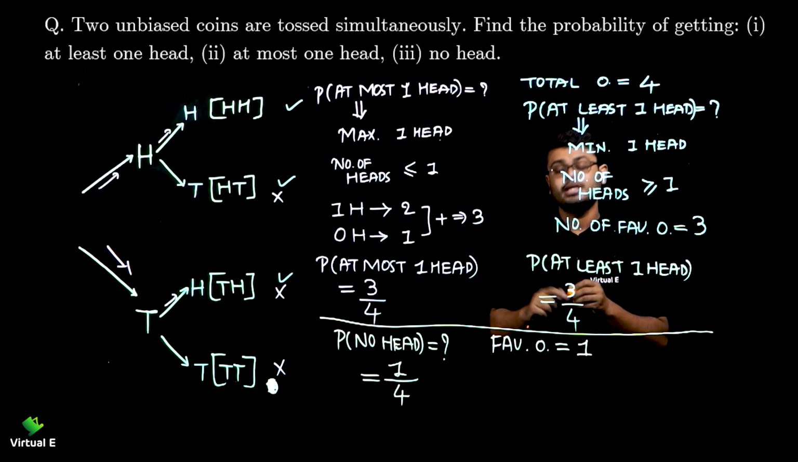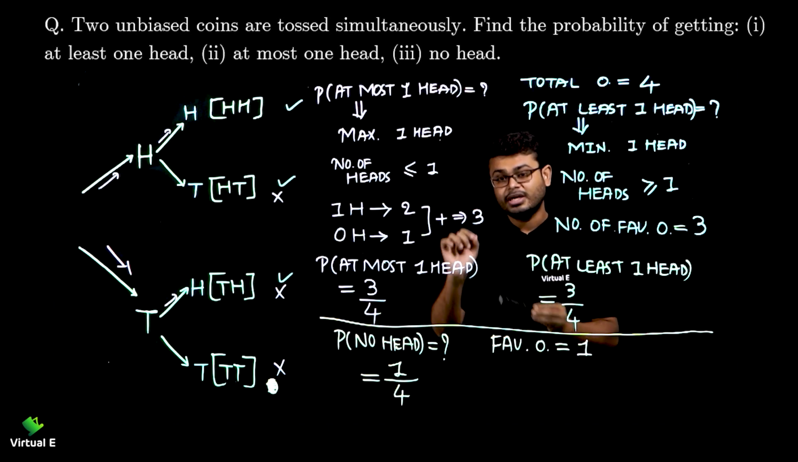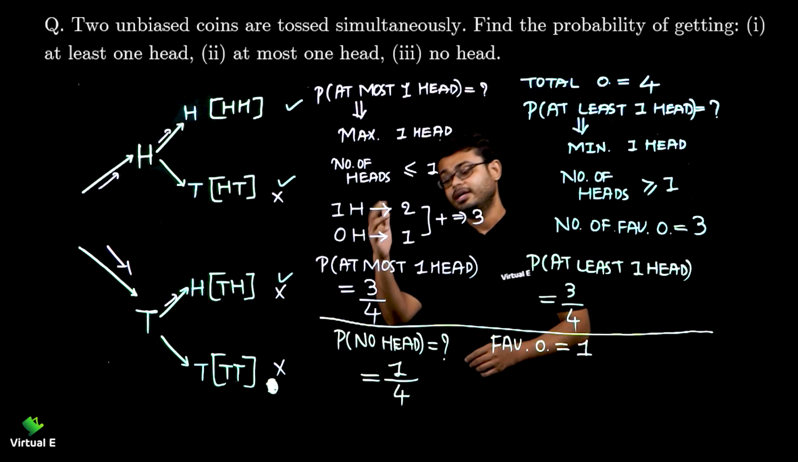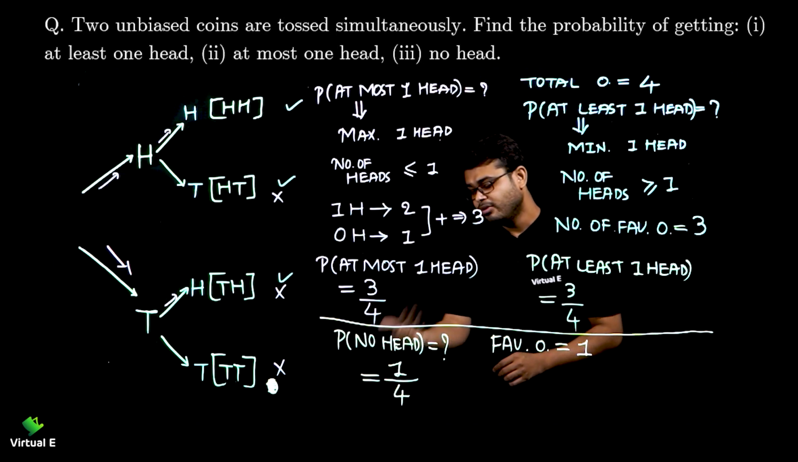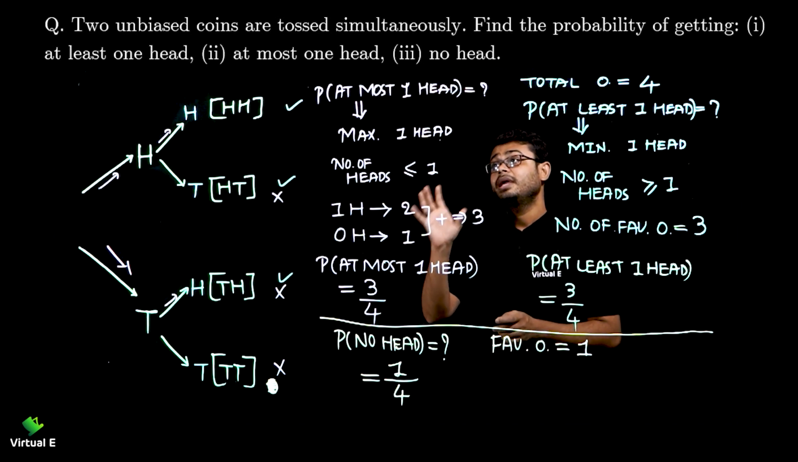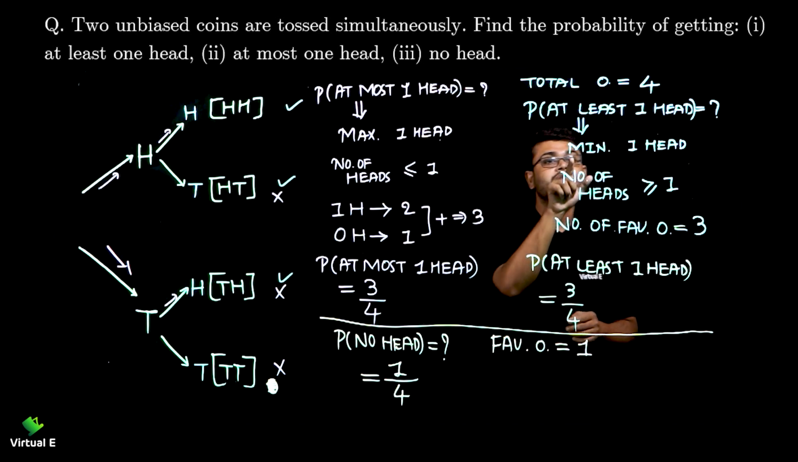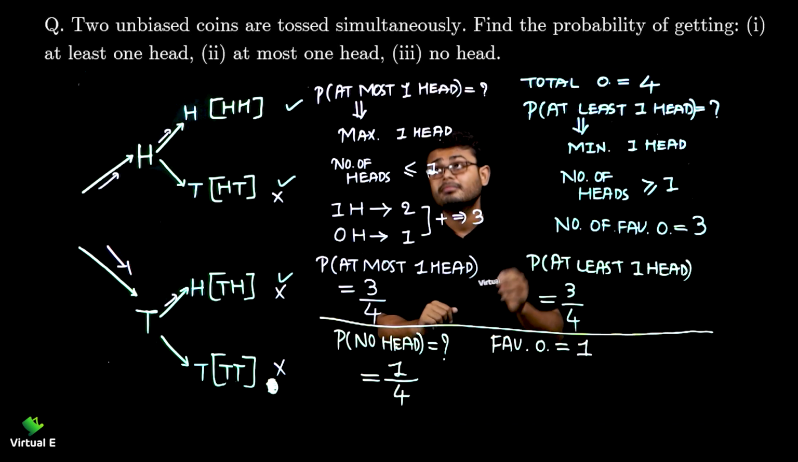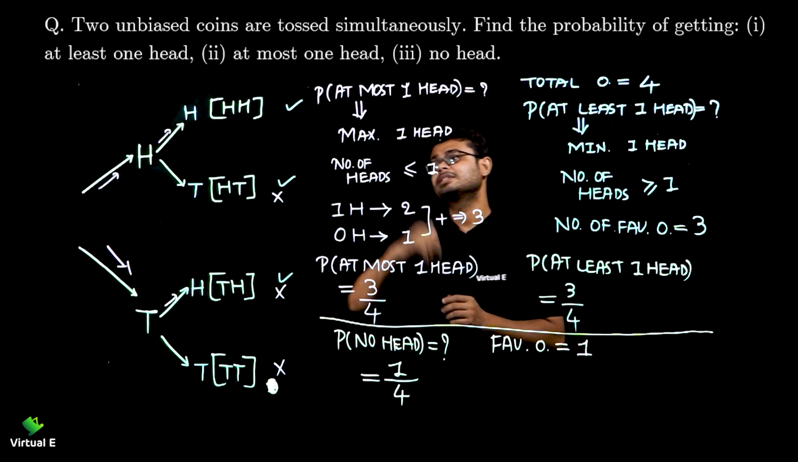So the probability of at least 1 head is 3 by 4, at most 1 head is also 3 by 4, and no head is 1 by 4. The main idea behind this sum is to understand the meaning of at least, that is minimum, and at most, that is maximum.